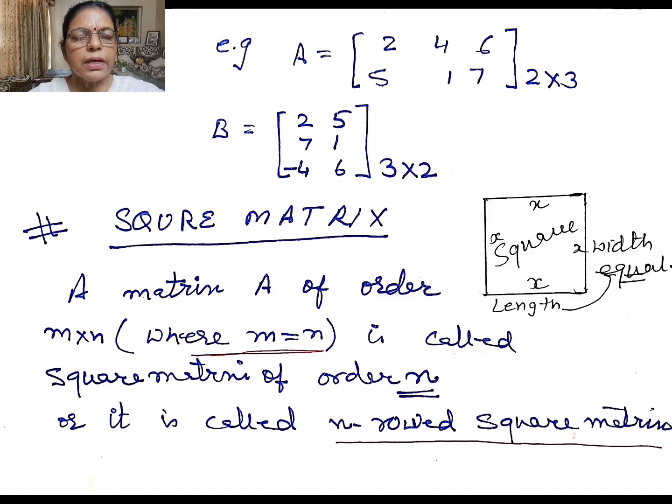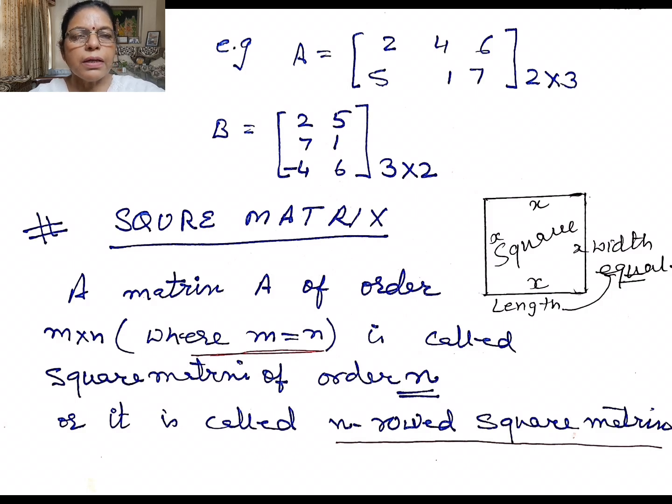Next we have the square matrix. A rectangular figure in which all 4 sides are equal is a square. Similarly, a matrix of the order m by n, where m is equal to n, that is, the number of columns is equal to the number of rows, is called a square matrix of the order n. It is also called an n-rowed square matrix.